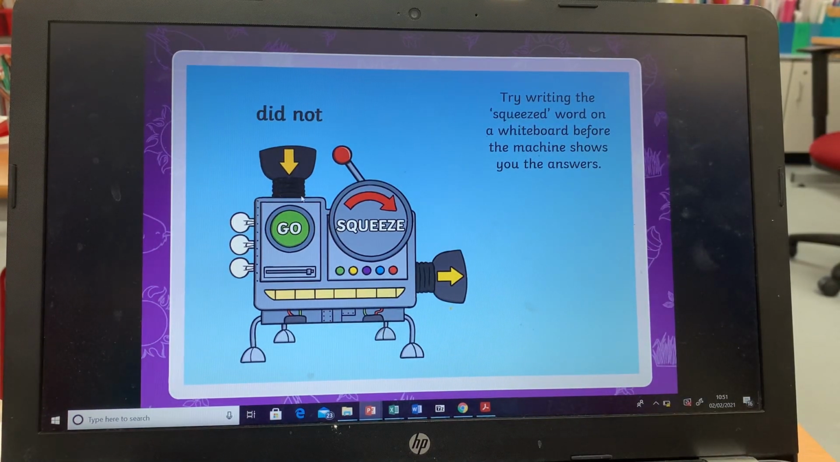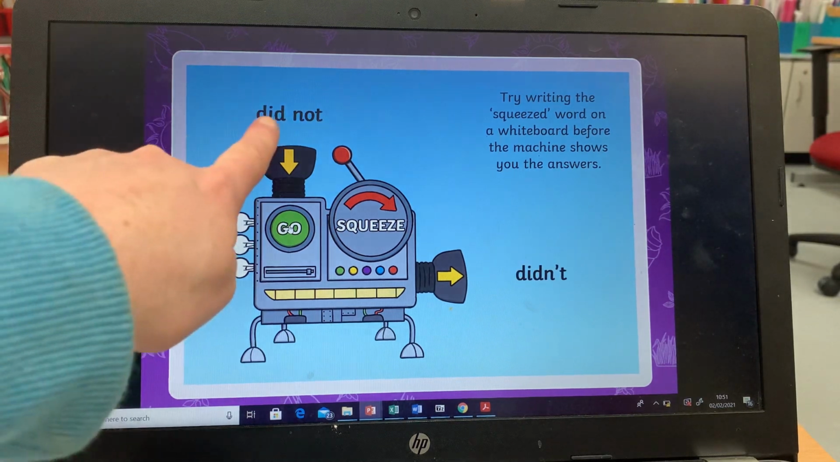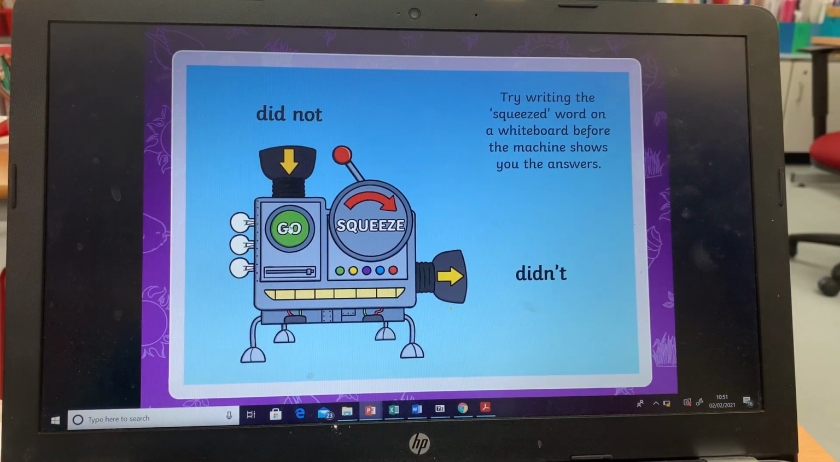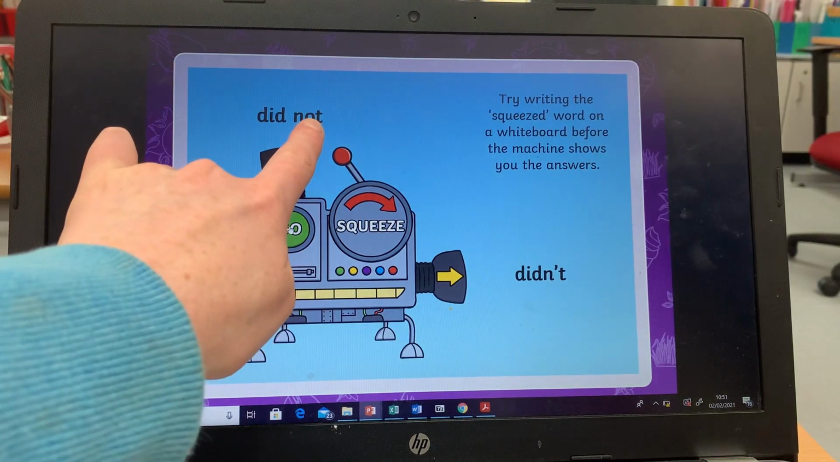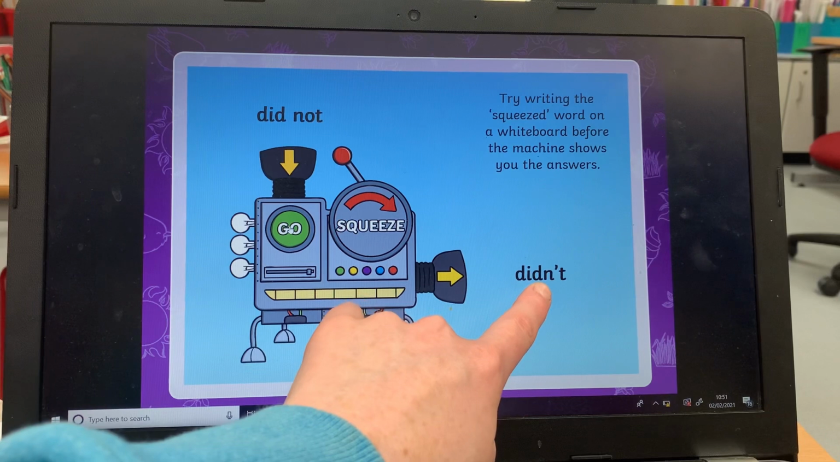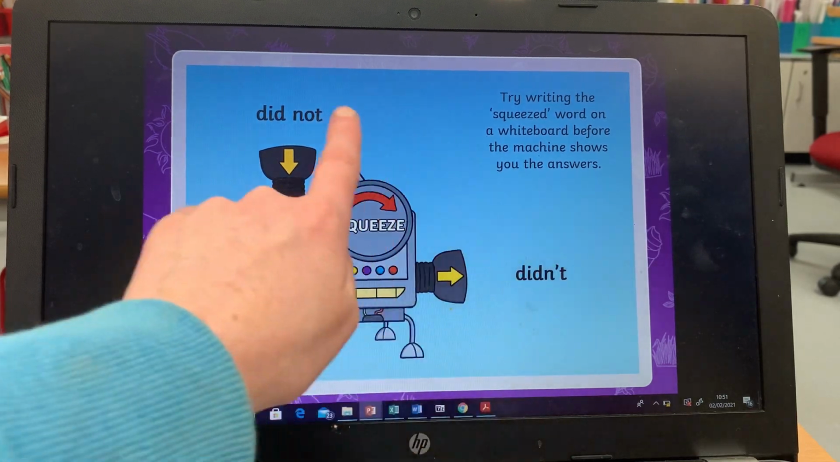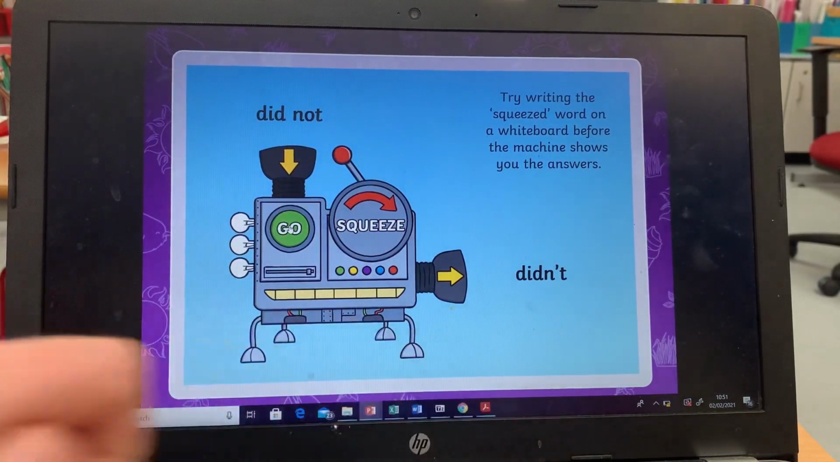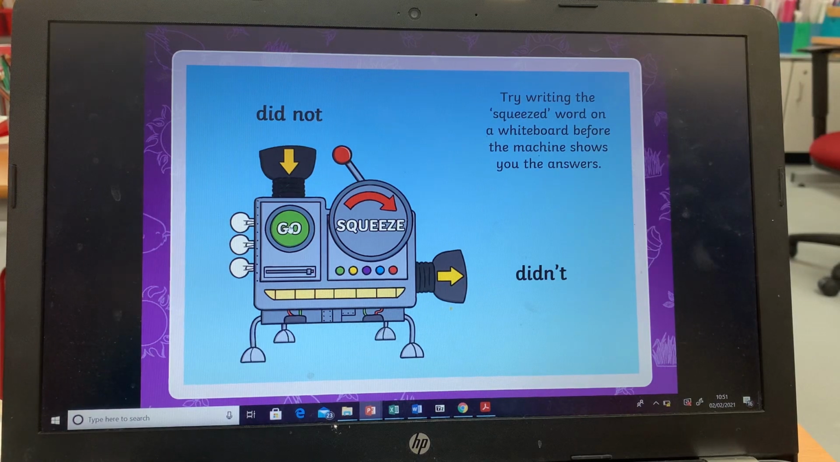Let's try did not. So when we contract the words did not, they become didn't. Again, have a look. Which letter from did not has been omitted and the apostrophe has replaced it? It's the letter O in not. So you can see it's did, the N has been put straight next to the D. We've got an apostrophe, which is in the place of the O in the not, and then the T on the end to make didn't.